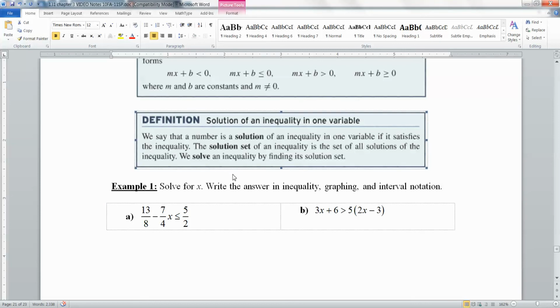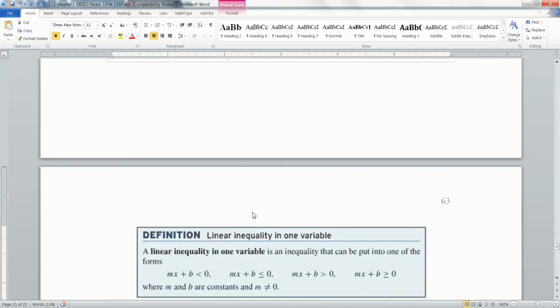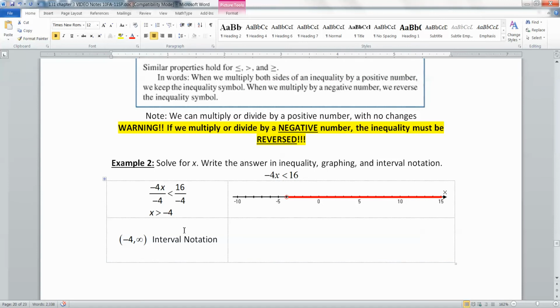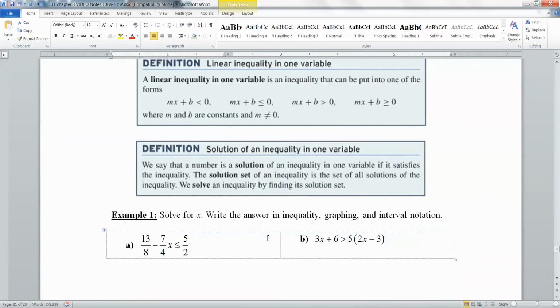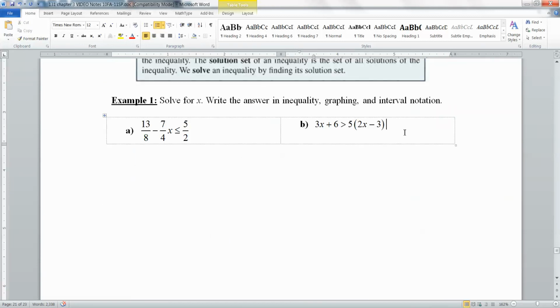Okay? Solution set is all the solutions that are possible, and we solve an inequality by finding its solution set, which is what we were doing up here, right? We found the solution set, which is all these numbers that are greater than -4. We graphed them to show what they look like. We can write them in an inequality, or we could write them in an interval, right? But they're still the solution set. It's all the possible values. Okay, so we are going to do it with these problems.